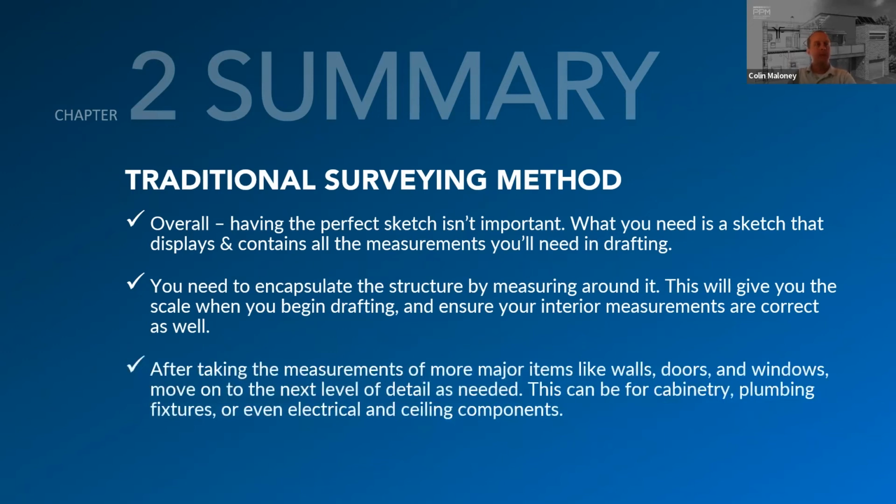After taking the measurements of more major items like walls, doors, and windows, move on to the next level of detail as needed. This can be for cabinetry, plumbing fixtures, or even electrical and ceiling components. And I'm realizing that a lot of these examples are of single family homes, but you can apply this to any commercial structure as well, everything I'm talking about.